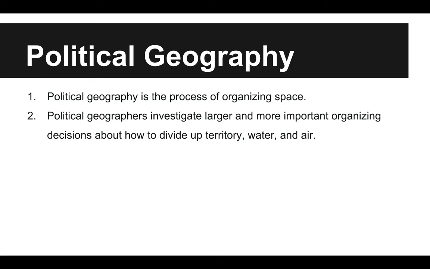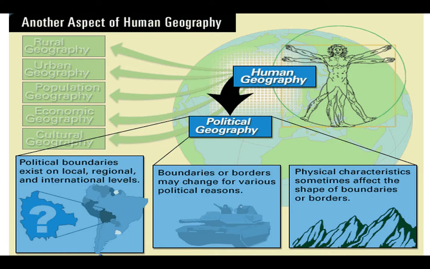Next, we've got political geography. And political geography is the process of organizing space. Political geographers investigate larger and more important organizing decisions about how we as humans divide up territory, water and air, natural resources. Political geography looks at the existing political boundaries at the local, regional, and international level and how those boundaries may change. A great example of how those boundaries may change is a look at the Soviet Union.